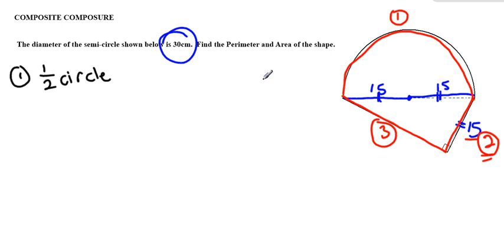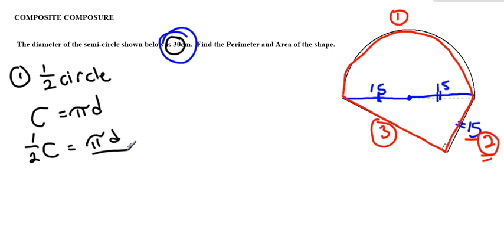The perimeter of a circle is called circumference, and the formula for circumference from your formula sheet is either pi times diameter or 2 pi times radius, and we were given diameter, so let's use diameter. If I only have a half of a circle, I only want half of the circumference, so I will take the circumference and divide by 2. We know that the diameter is 30, and that's all the information we need. So pi times diameter divided by 2.